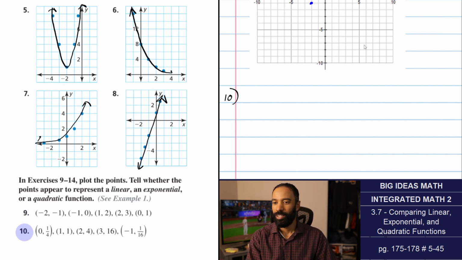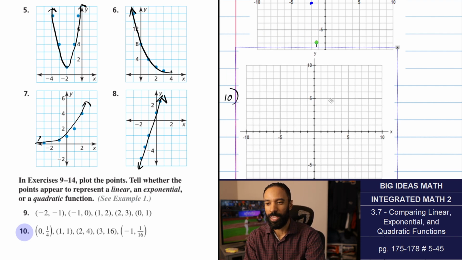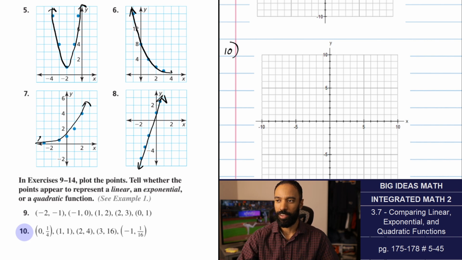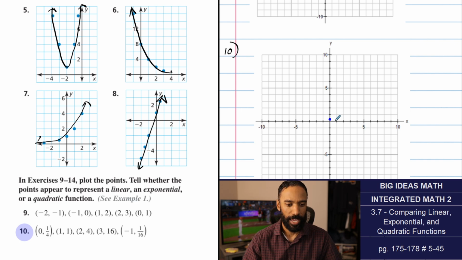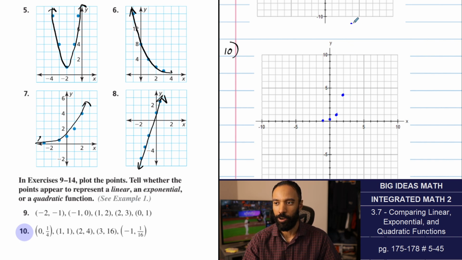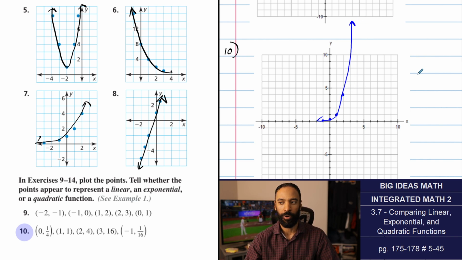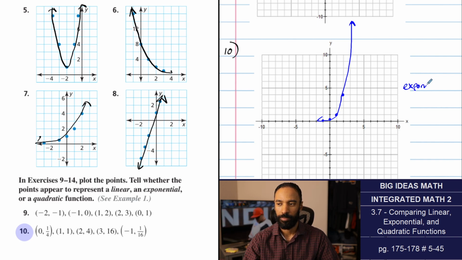Number 10. The fact that they're showing fractions makes me think it's going to be exponential. I'm not going to change the scale of any of the stuff here, but that's what it looks like. So 0, 1/4. What's the next one? -1, 1/16. Oh, definitely. I could even tell you what the equation is right now. 1, 1, 2, 4, 3, 16. 3/16 falls off of that, but you can see that shoot up thing. Man, exponentials really do what they do. Not quadratic. It's not U-shaping back. This is multiplying by 4 each time. This is very exponential.